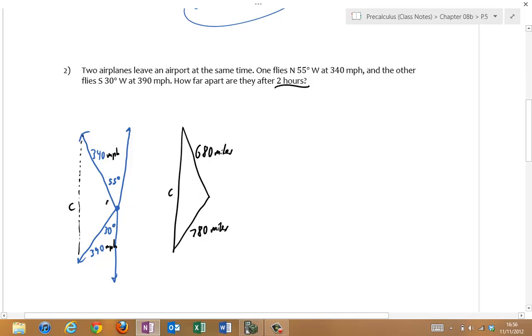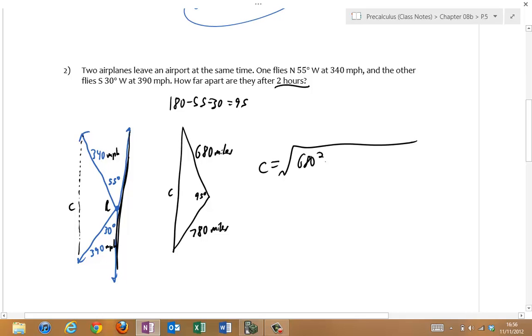But the key thing here is knowing what this angle here is. I need to be able to take that and say, what is this angle? Well, if I look at this, that line's 180. So I actually have 180 minus the 55 minus the 30 to get that interior angle. And I get 95 for that. So this little angle here is actually 95 degrees. Then I can use my law of cosines again. C equals square root of 680 squared plus 780 squared minus 2 times 680 times 780 times the cosine of 95 degrees.